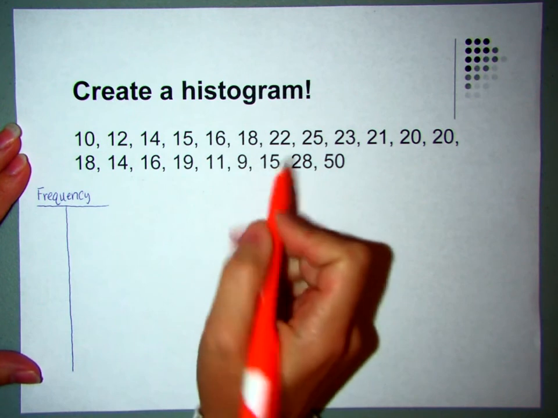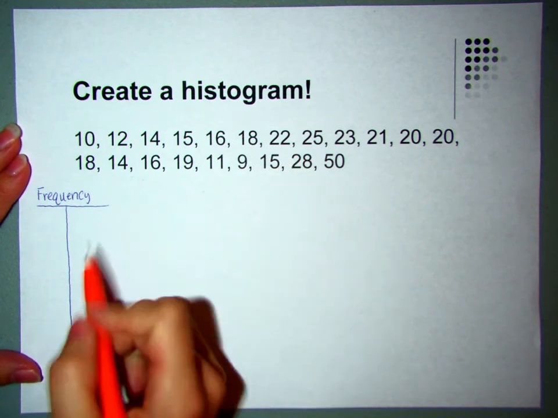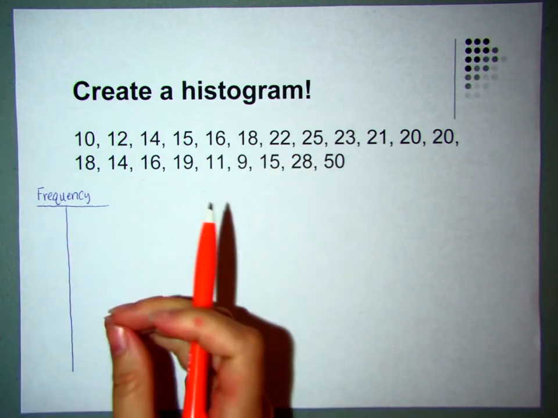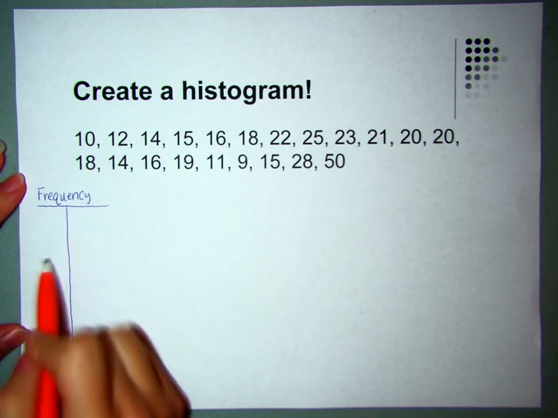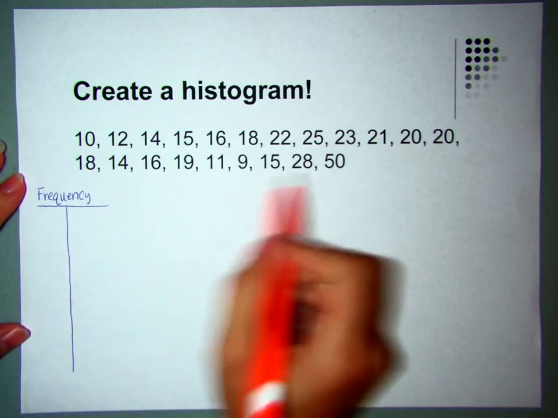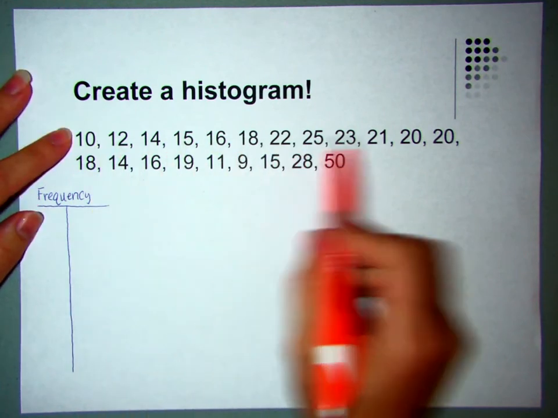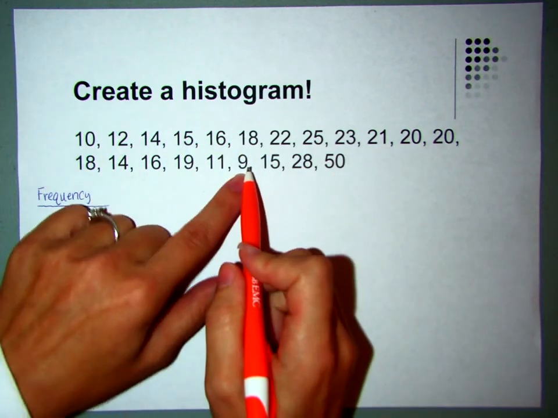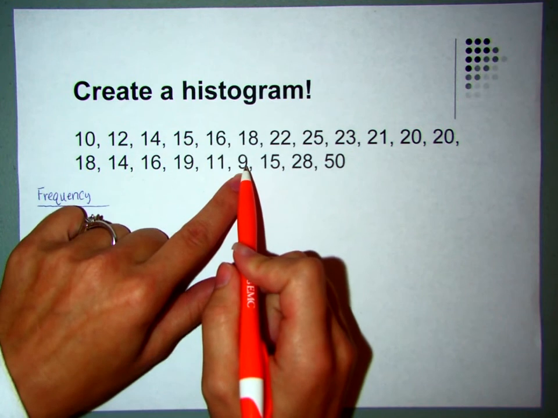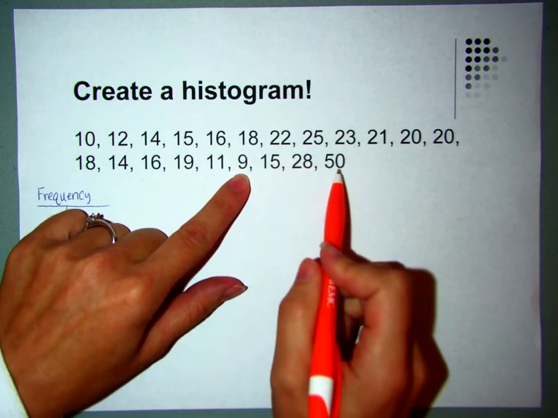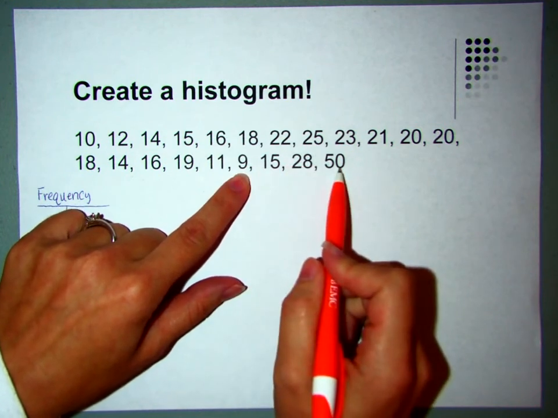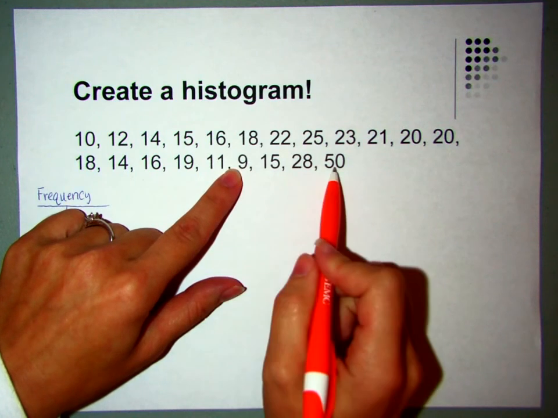Now, you also need some bins. That means what numbers will collectively go within here so that you can start using your tally marks. So you look at your data. I've got 10, for everything smaller than 10, I have a 9. Looks like that's the smallest number. And then you look for your highest number, which is 50 here. So we're really going from about 10 to 50.